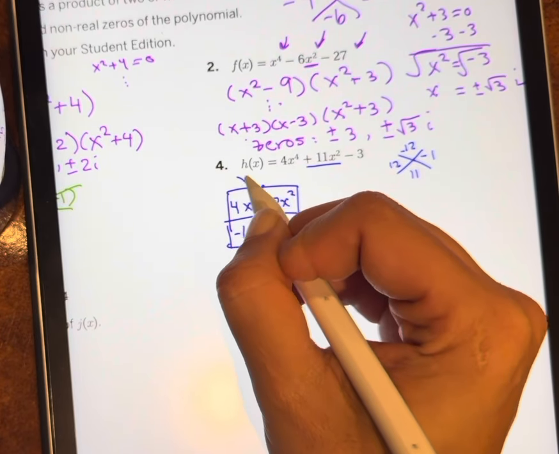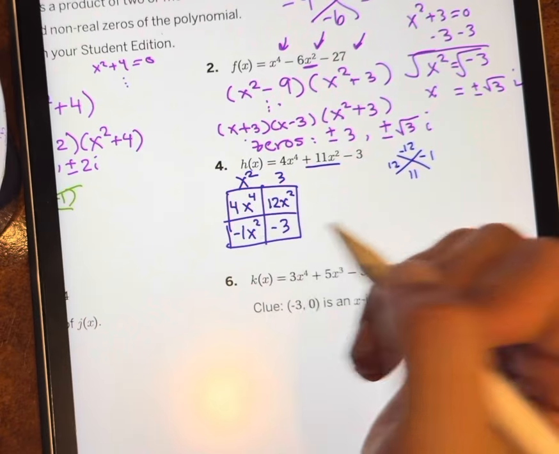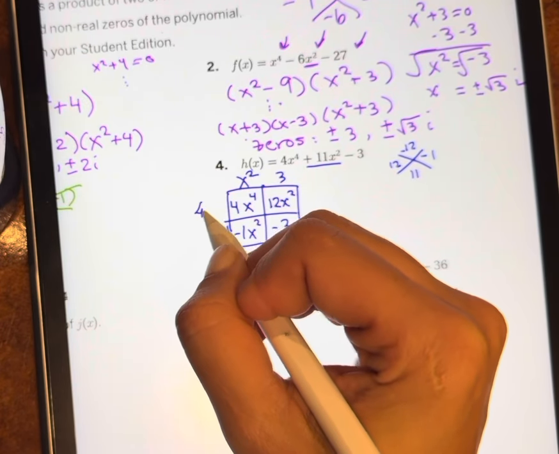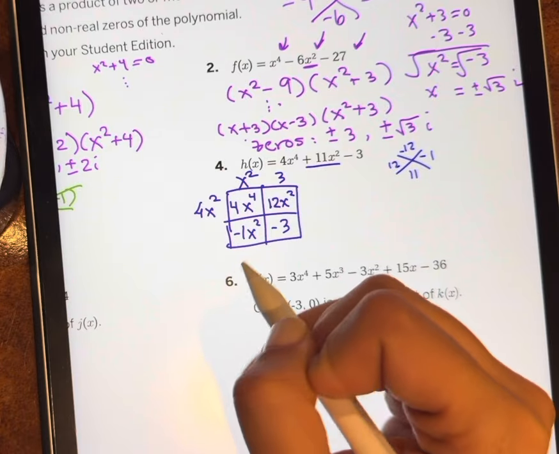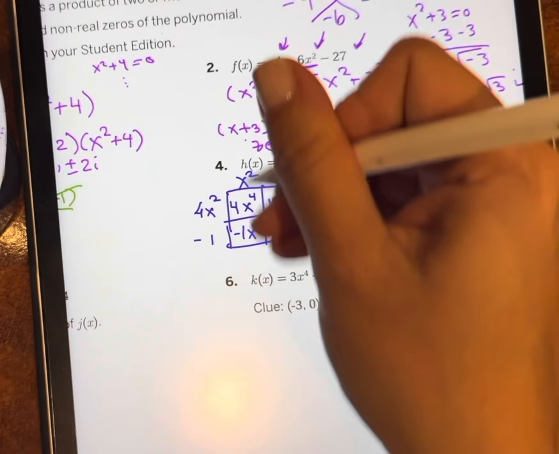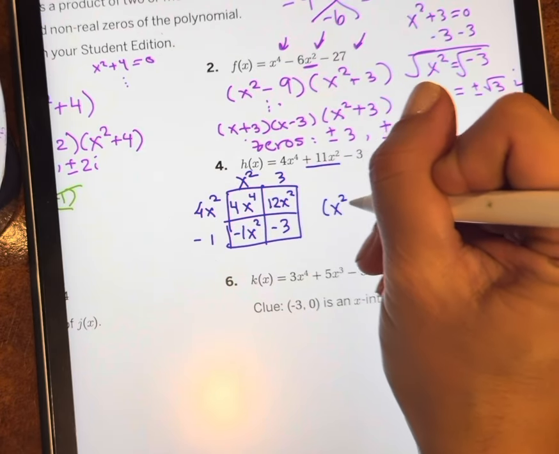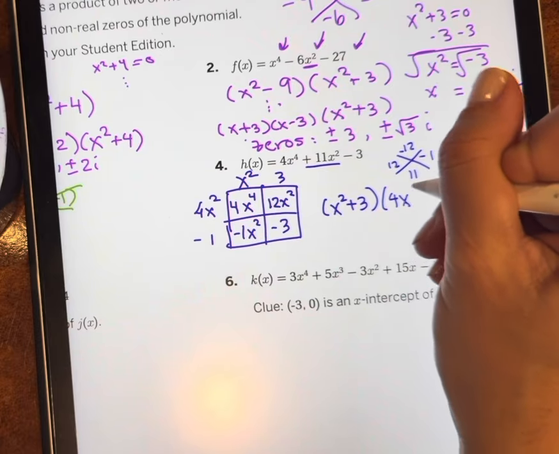So here I take out the x squared. Here I'm going to take out a 3. Here I'll take out a 4x squared. Look at that. You can take a 4 out and you can take x squared out. And over here I'll take out a -1. And this guy factors into x squared plus 3. I think they're being nice. And 4x squared minus 1.